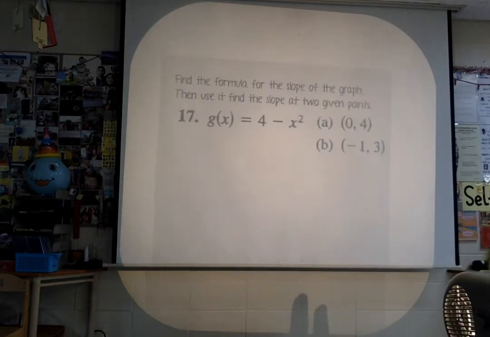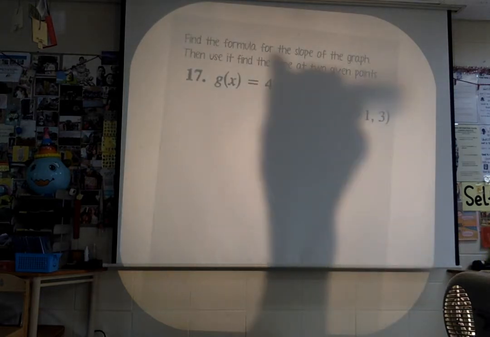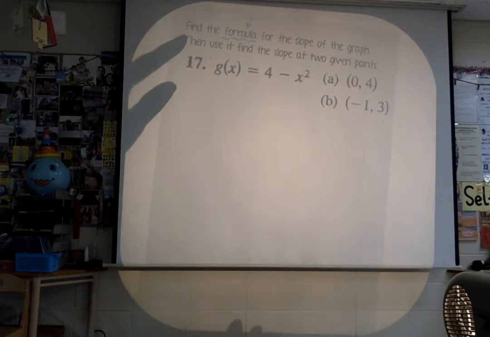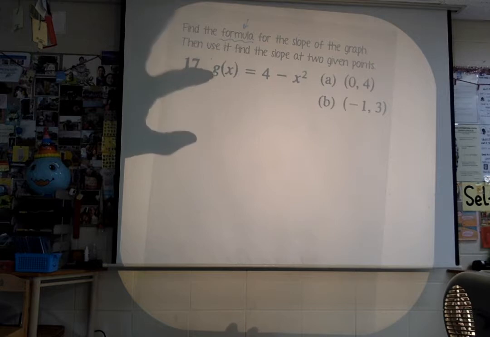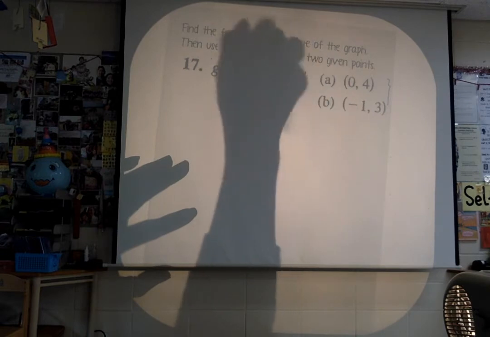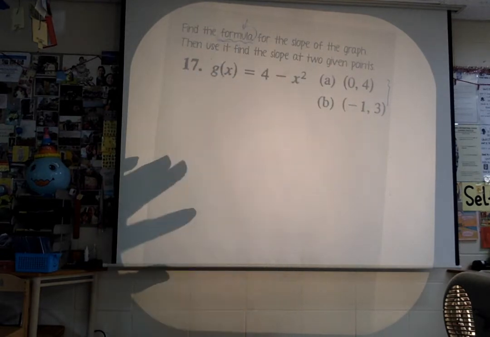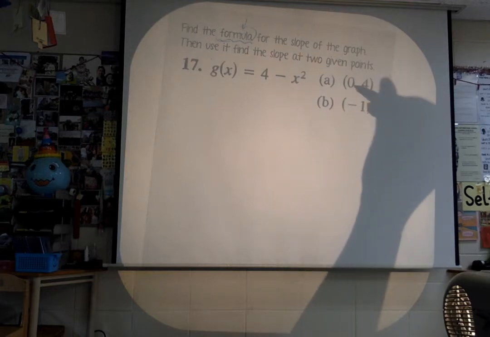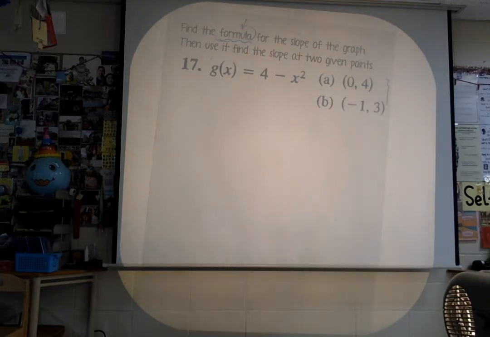So now, what if this is another question for you? What if, for example, number 17, it asks you for this. It says, hey, now I want you to find the formula for the slope of the graph, then use it to find the slope at 2 given points. So first step, we're going to find the formula for the slope, okay? Because as you know, there are different slopes at different points, right? So if we find a magic formula that will work for every point, it's pretty powerful.